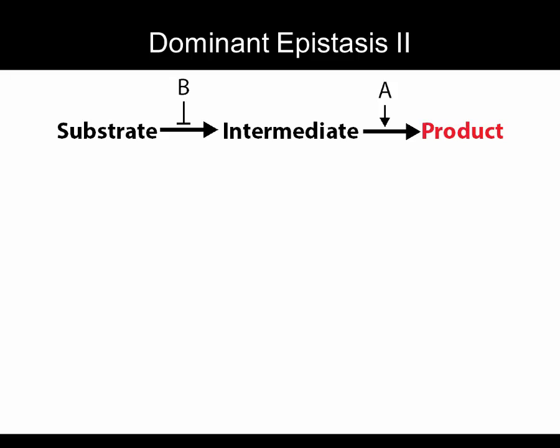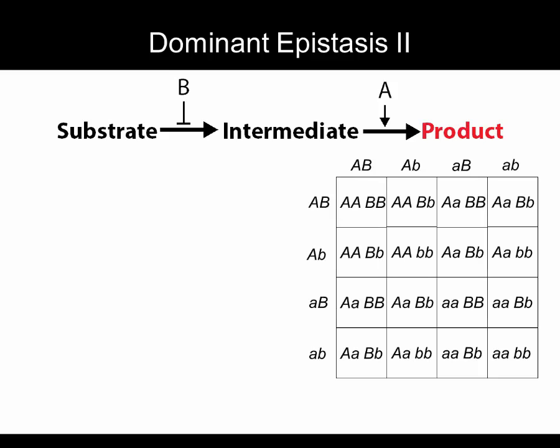In this pathway, the B gene again inhibits the production of the intermediate. But here, the intermediate doesn't have its own phenotype. So we bring up the Punnett square. Again, the 12 cases with the dominant B allele make no pigment, and even without a dominant B allele, there's no pigment made when the flower is homozygous recessive for A.